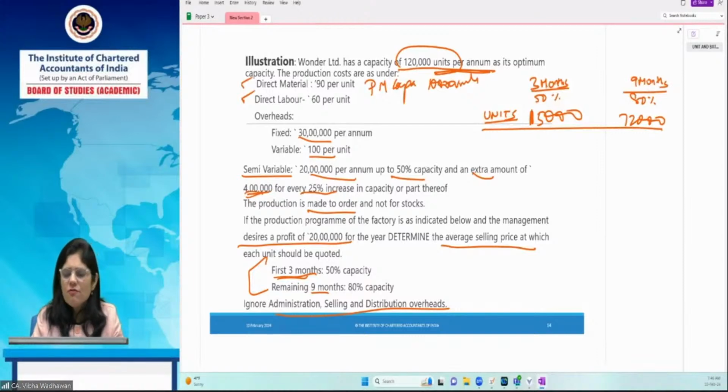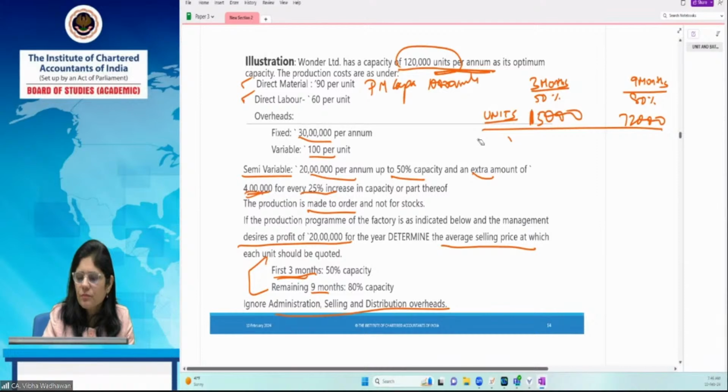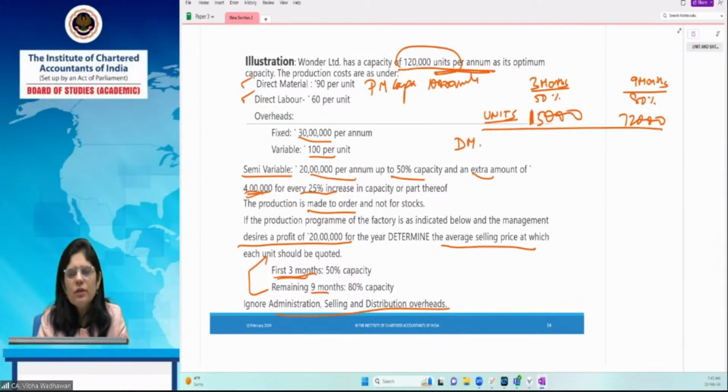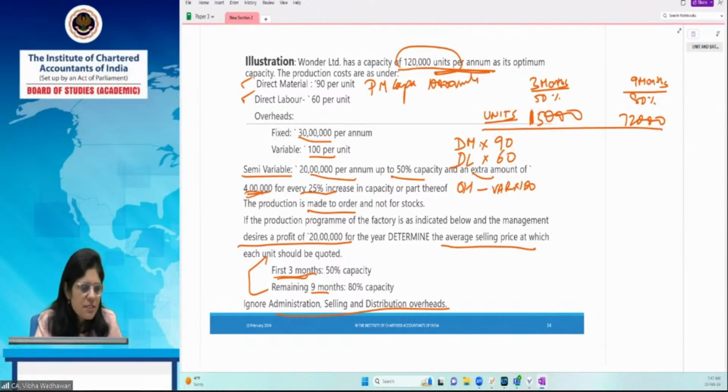Now we'll see, first of all, direct material. Direct material is 90 per unit, so multiply the units you have by 90: 90 into 15,000, 90 into 72,000. Then you have direct labor, multiply by 60 per unit, it's already given. Then you have overheads. First of all, variable overheads, which is 100 per unit, and you have the units. Clear? Yes. So now you have understood.